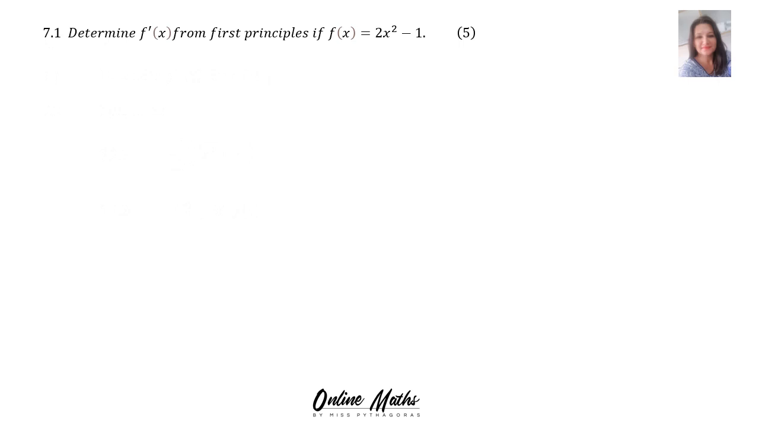7.1. Determine the derivative from first principles if f of x is 2x squared minus 1. When we use first principles, the formula that we use is this one, and it's on the formula sheet. Remember, don't make a mistake when you copy this one. Now, the first thing we need to do on the right-hand side here is we have f of x is 2x squared minus 1, and we want to substitute in f of x plus h.